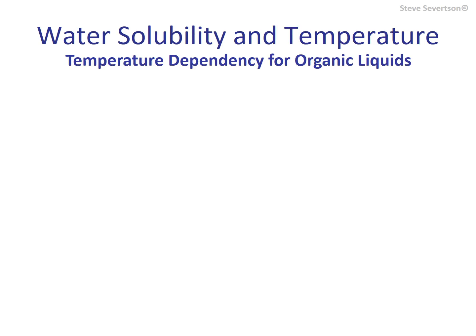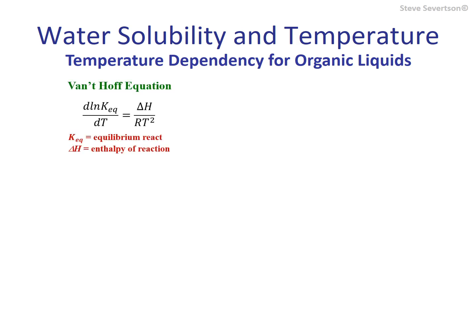To assess water solubility's temperature dependency, we apply the van 't Hoff equation, which relates the equilibrium constant for a chemical reaction to absolute temperature through the associated enthalpy change. We apply the equation's integrated form under the assumption that the enthalpy change is relatively constant over the temperature range of interest. This assumption requires that the temperature range be reasonably small and not include a phase transition.